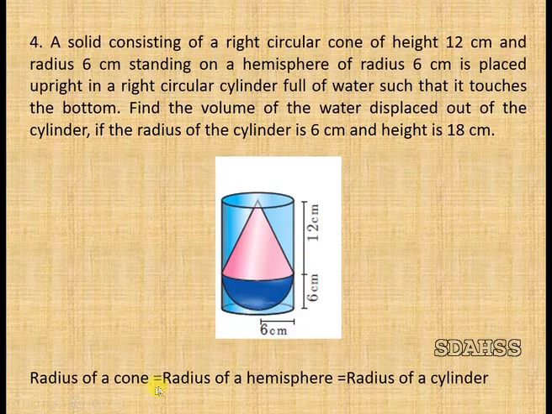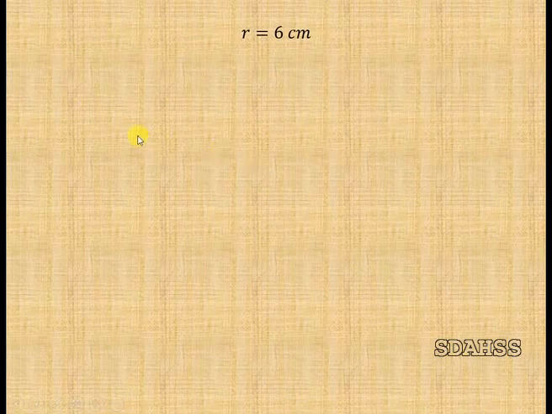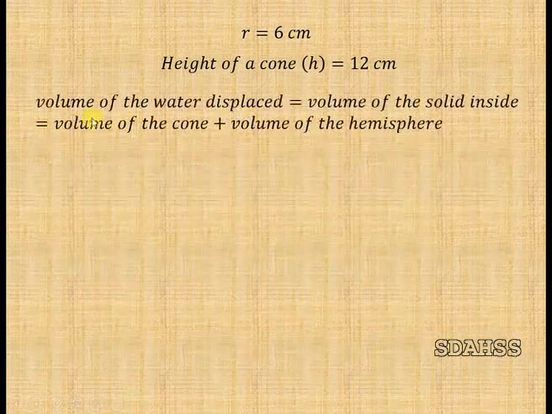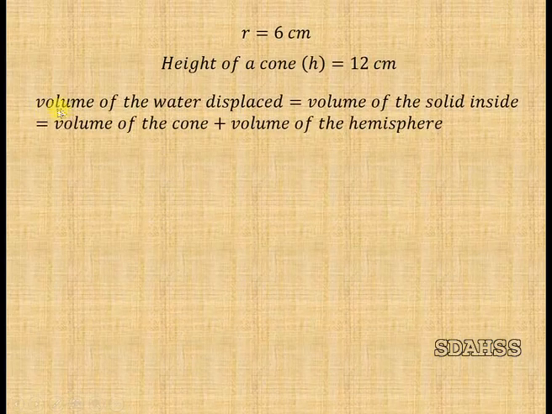Here radius of the cone is equal to radius of the hemisphere is equal to radius of the cylinder, which is equal to 6 centimeter, and the height of the cone is equal to 12 centimeter. Then we want to find the volume of the water displaced. Volume of the water displaced is equal to volume of the solid inside.